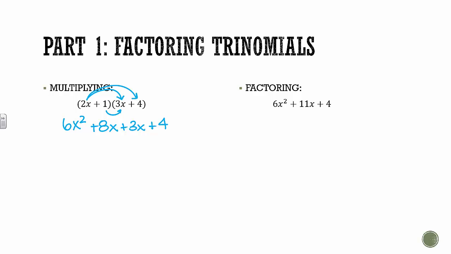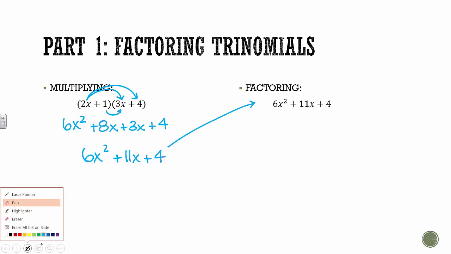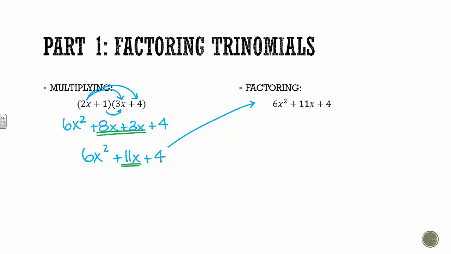So again, you started with something that had 4 terms, you simplified, and now we got to go backwards. So I'm giving you this. Again, we have to find something that breaks this 11 up, but breaks it up correctly. So the only difference with this is we have to take the 6 into account.